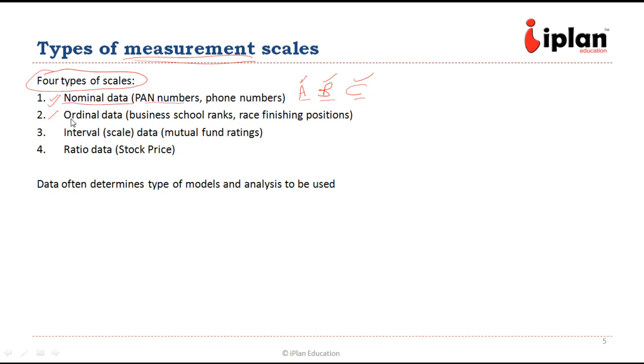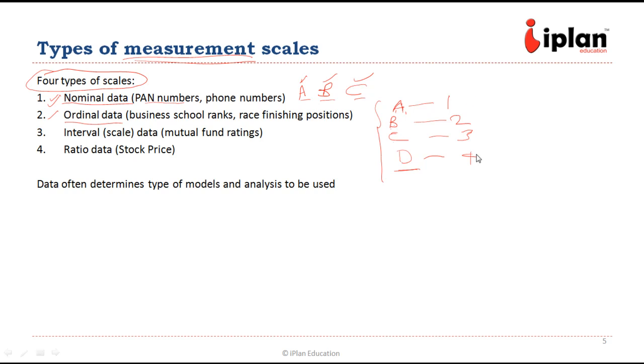The second type of scale is ordinal scale or ordinal data. In that we have rankings. For example, B school ranks. Say B school A has first rank, B school B has second, C has third, D has fourth, and so on. So we can compare here that A is better than B, B is better than C, C is better than D. But again, this kind of scale is also having a limitation that we do not know by what amount A is better than B and by what amount B is better than C.